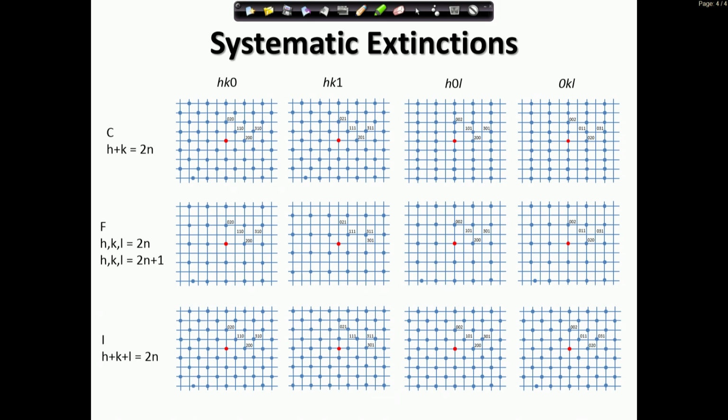This is a little overview of different centerings giving different types of absences. So this is the C that we've seen already. This is F centering, which gives you a very sparse diffraction pattern, and you see that here HK0 and HK1 are different because the L index is entering the conditions. And this is the I centering, so the body-centered lattice, which gives this type of pattern where again the HK1 and HK0 are different.